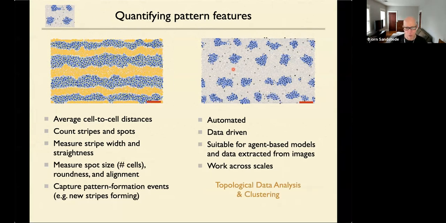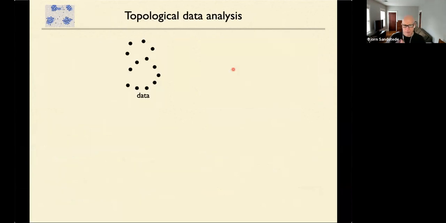I would like to describe a little bit more of what the topological data analysis, the TDA part, is. And the clustering is a pretty straightforward clustering method that we use, and that's primarily for the spots and the number of cells within spots. So let me talk a little bit about TDA.